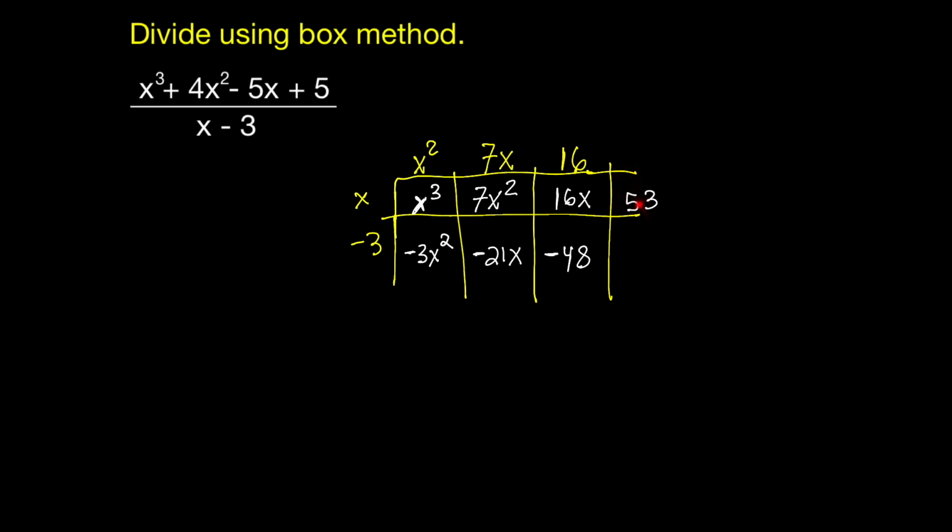And once you have a single term here, then that's going to tell you that you're done. That's going to be your remainder. So notice that all of these quantities are positives. So when I write down my solution, or when I write down this quotient, I'm going to write it down as x to the second power plus 7x, since 7x is positive, and then plus 16, since the 16 is positive. And then I'm going to record my remainder by dividing it with a divisor. So 53 over x minus 3. And that would be the quotient.